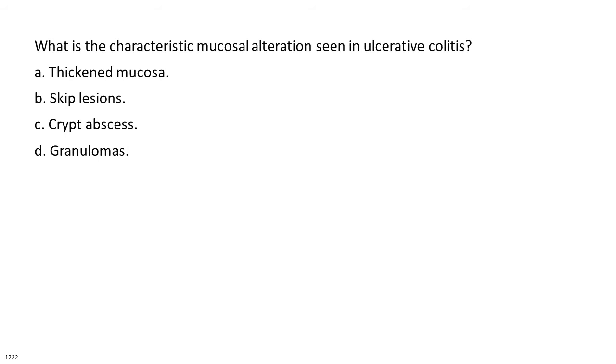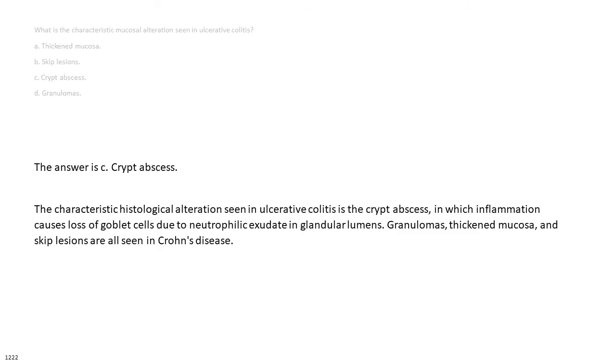What is the characteristic mucosal alteration seen in ulcerative colitis? A. Thickened mucosa. B. Skip lesions. C. Cryptabscess. D. Granulomas. The answer is C. Cryptabscess.